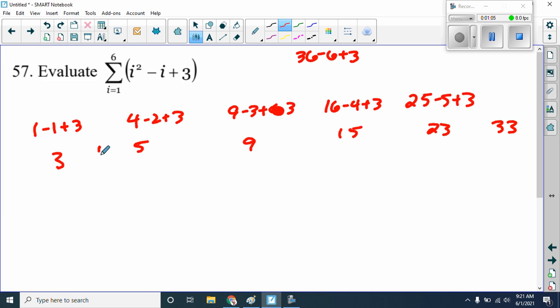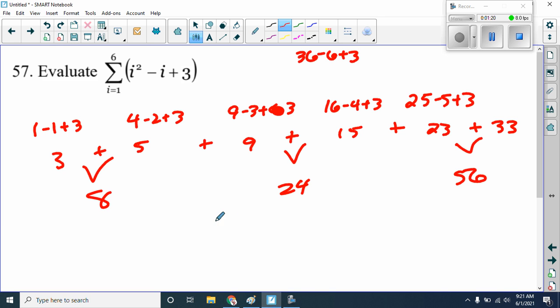Sigma, again, tells us that we are adding these up. So here I've got 56. Here I've got 24. That's 8. So what I got? 32 plus 56, 88.